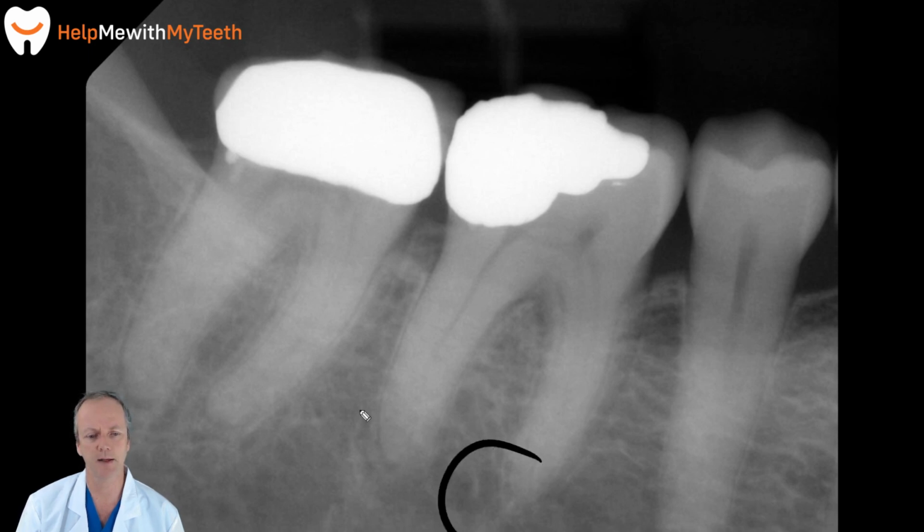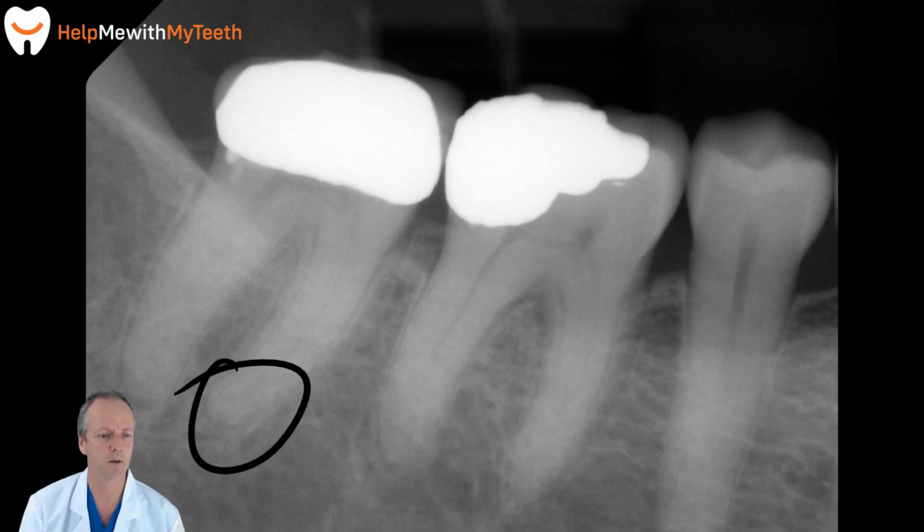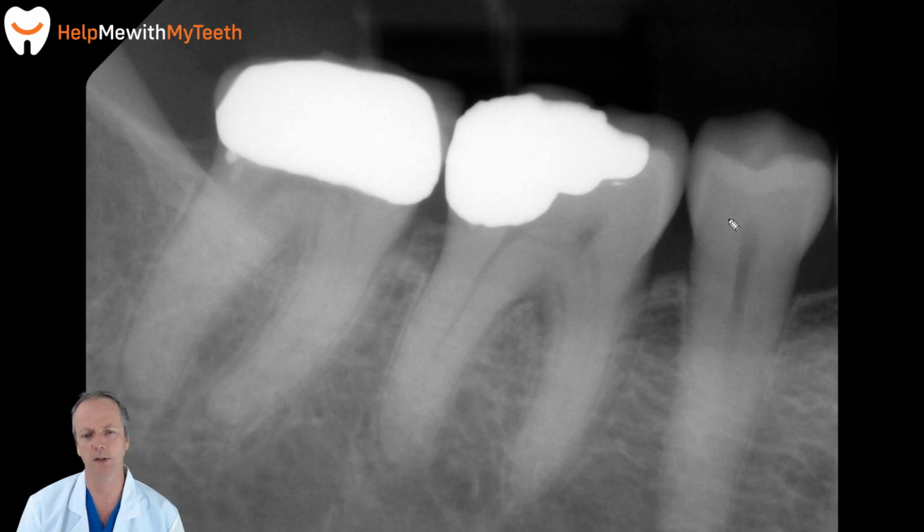So not seeing any of that here. Everything looks peachy down here. Not seeing any trouble in the bone at the apices. No fractures. Furcation looks good.